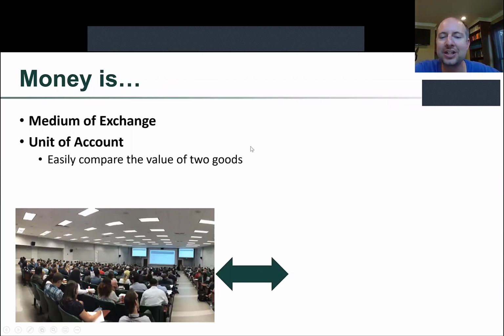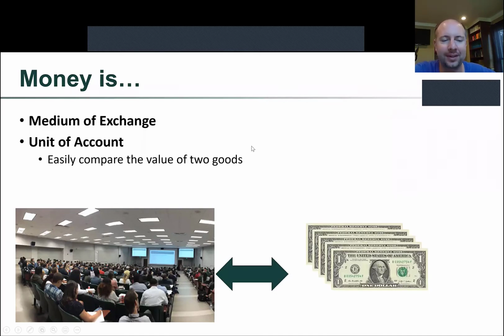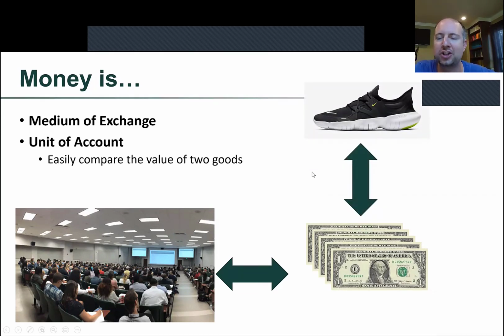Whereas with money, it's much easier, right? I can say I'll be paid a specific number of dollars by Michigan State. I go to the store and I see that a shoe costs me a specific number of dollars. And so I can very easily compare how much my labor is worth for that new shoe versus another shoe versus a new pair of pants.